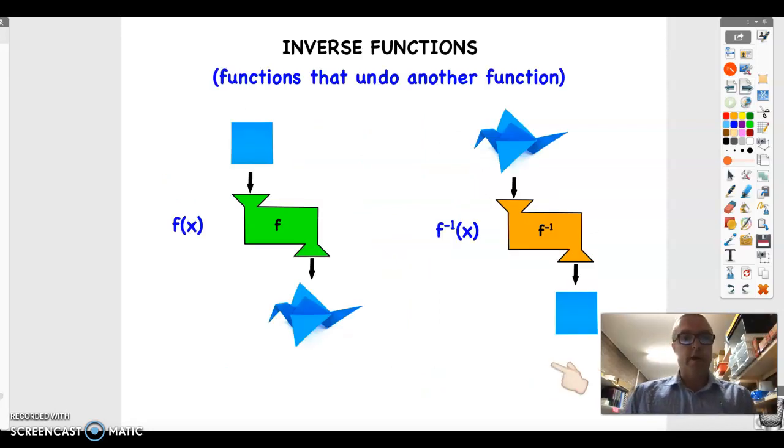Just a quick word when we're talking about composite functions in regard to inverse functions. Let's do a quick review of what inverse functions are. Remember my little analogy here with the origami. Let's say we've got a function that folds a square piece of paper into a paper crane. The analogy for the inverse function would be a machine that takes the paper crane and unfolds it and returns the square sheet of paper.